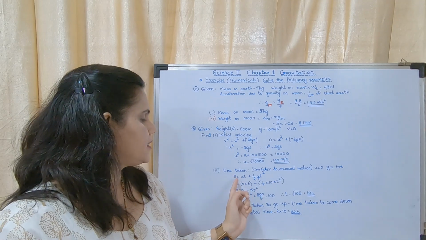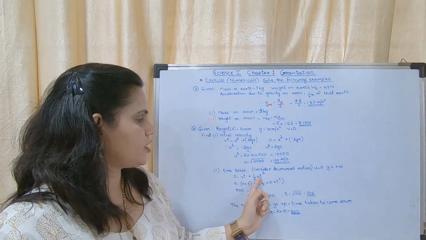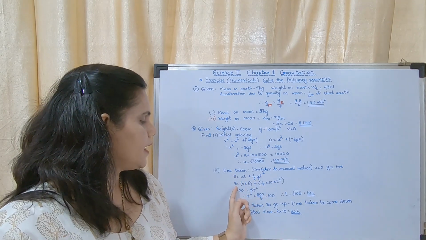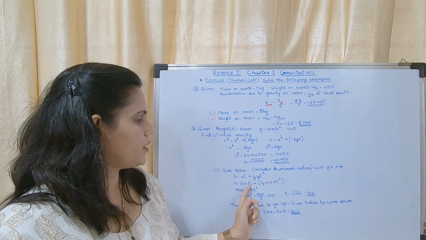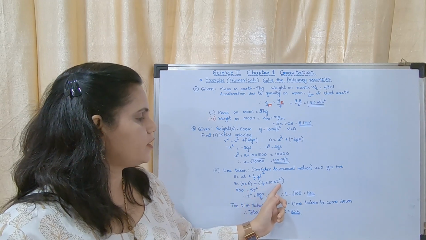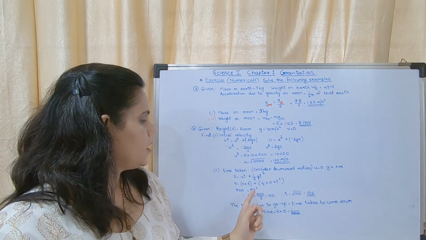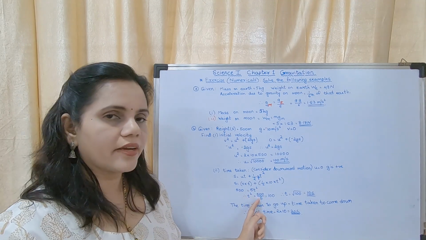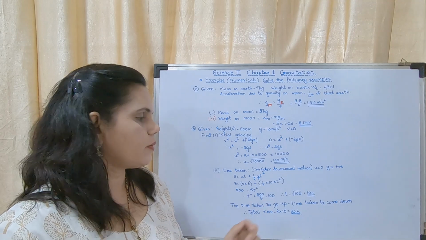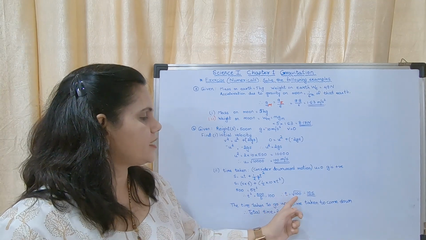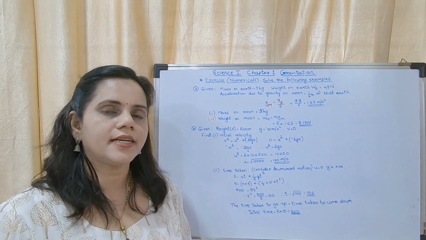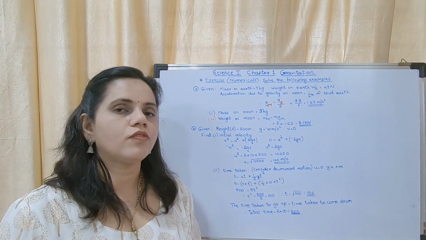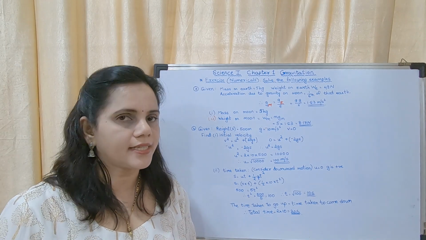Okay. So s is equal to ut plus half gt square. S is equal to 0 into t plus half into 10 into t square. Okay. So 500 is equal to 5t square. T square is equal to 500 upon 5, that is equal to 100. Therefore t is equal to root of 100, that is 10 seconds. Okay. So for coming down, the time taken is 10 seconds.